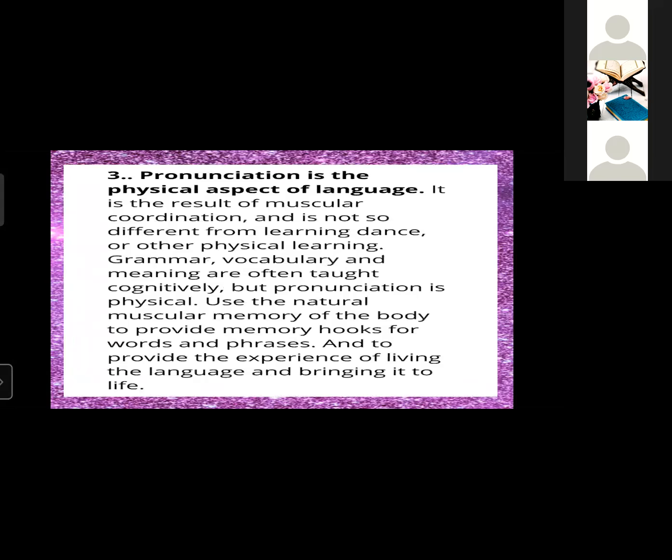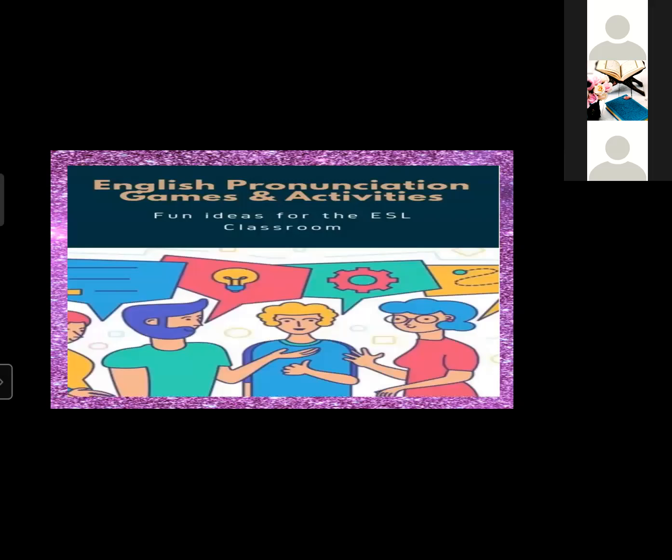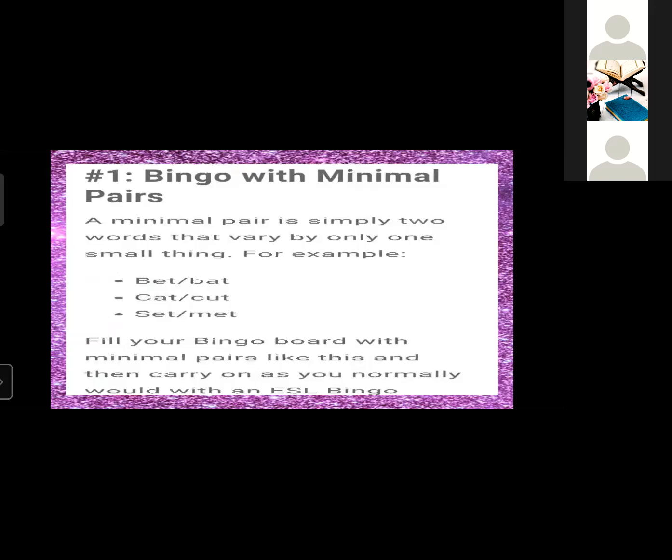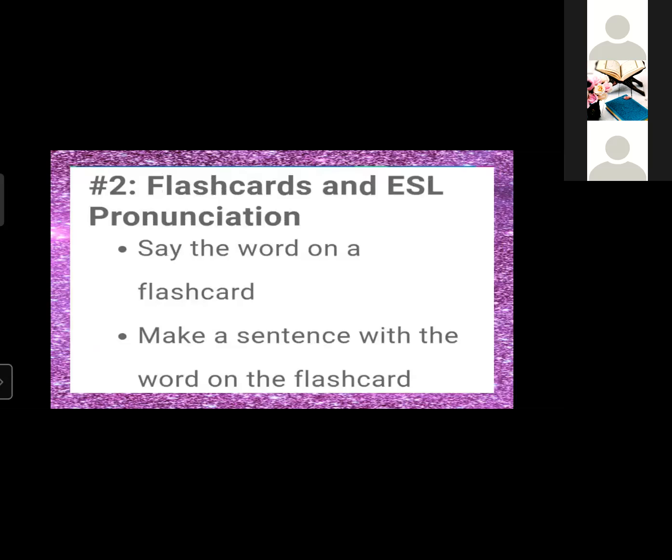And we talked about why teaching pronunciation is important and some games. The first one was bingo with minimal pairs. Students try to think about 2 different words that are the same, but different in only one sound. We have the flashcards and ESL pronunciation. English is a second language. We have a word on a flashcard and we ask our learners to pronounce the word. And in an advanced level, we ask our learners to put the word in a sentence and read the whole sentence.